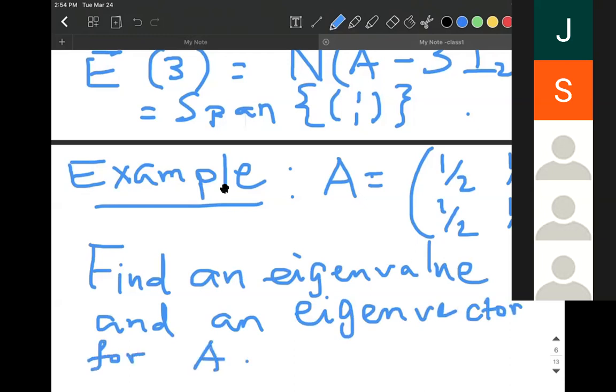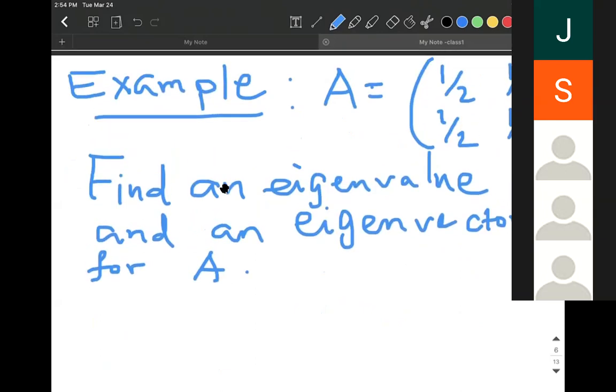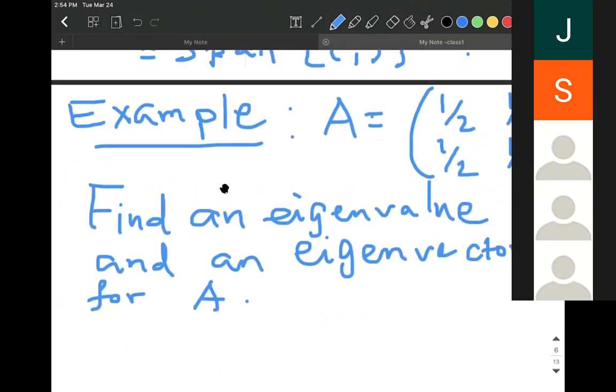The thing with this is that you can either solve it using the technique that you know. So you solve the determinant of A minus lambda I equals 0, and then get some eigenvalues and eigenvectors.